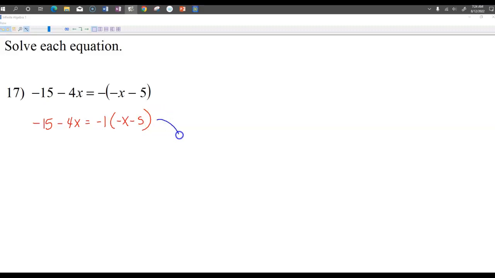All right? So we're going to start by distributing the negative 1. Negative 1 times negative x is a positive x. Negative 1 times negative 5 is a positive 5. So we distributed. All right, are there any like terms to combine? On the left side, is there anything I can combine together? No. On the right side? No. So we can skip the combining like terms again. Now we want to move the smaller variable.